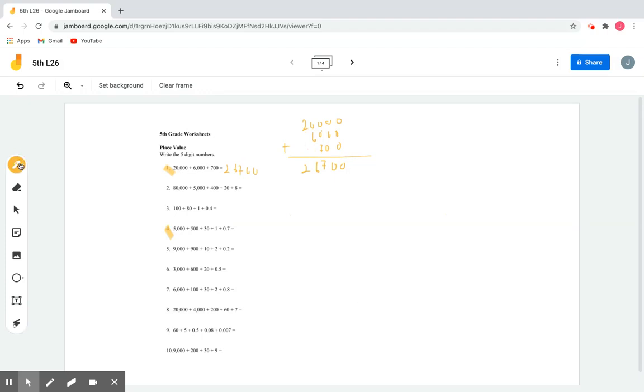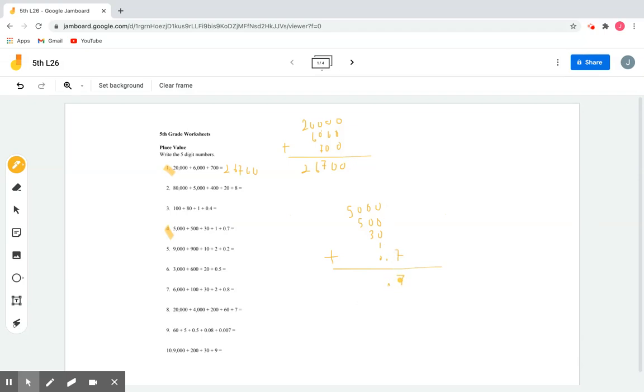All right. Let's do number 4. We have 5,000, and then we have 500, 31, and then 0.7. So for now, I'm not going to care about this 7 here because that's behind the decimal point. If these numbers had any number behind the decimal point, then I would have had to add that number with 7, but I don't have any, so I'm going to just let it stay here.